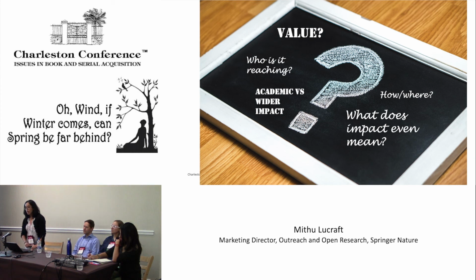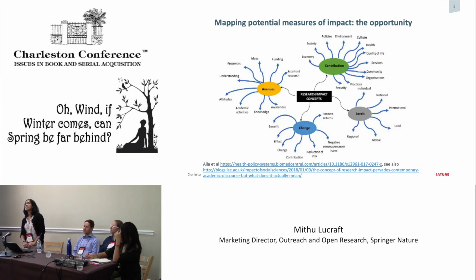So, open research and open access impact is fairly ill-defined at the moment. I absolutely love this chart, and I've rolled it out a few times. It's from a paper that understands the health policy systems research environment, and in a systematic review of 83 publications, they identified 108 different definitions of impact. So that shows the scale of the problem that we have.